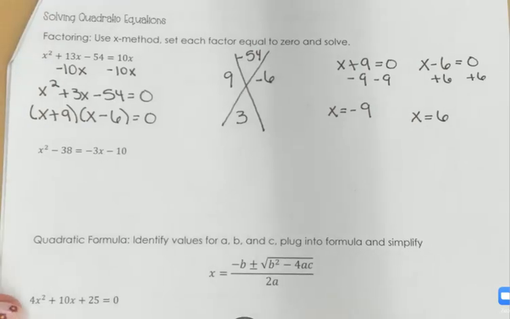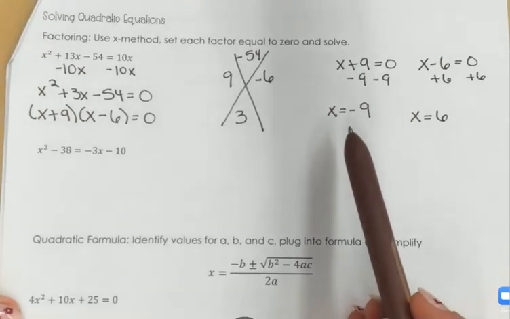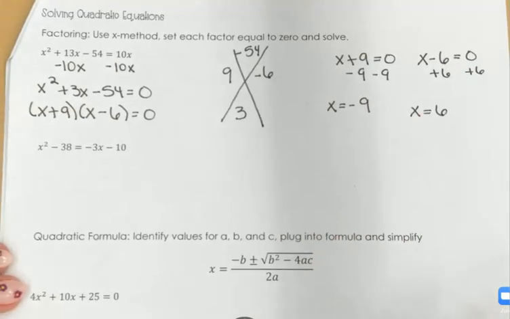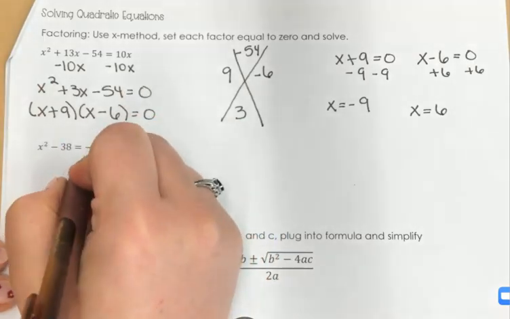Sorry, I got cut off on part of that last video, but remember with quadratics, you will always have two solutions, and so for this one we have -9 and +6. Moving on to one more example.